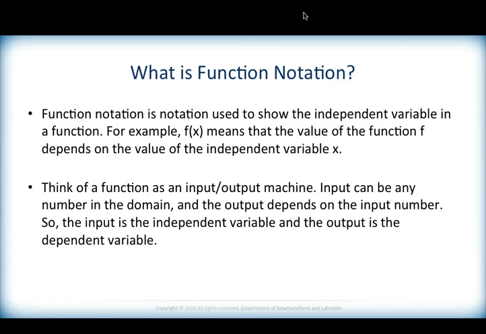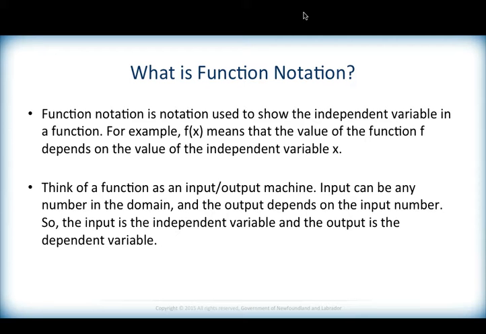This type of notation may be new to you and a little unfamiliar. So function notation is notation used to show the independent variable in a function. For example, f of x means that the value of the function f depends on the value of the independent variable x. And your function notation will not always say f of x. It could be g of x, h of x, h of t. It depends on the situation that is given in the problem.